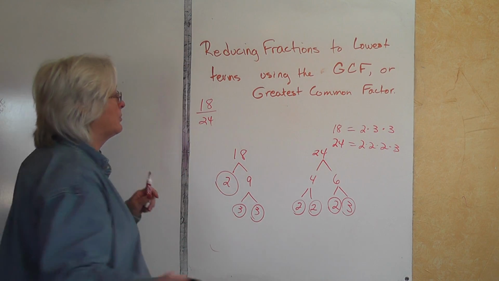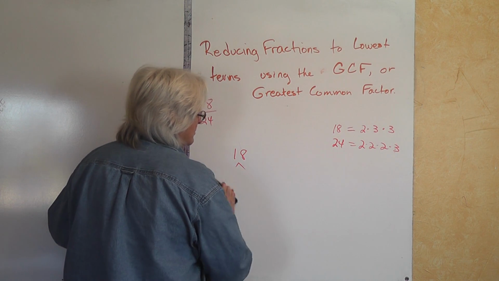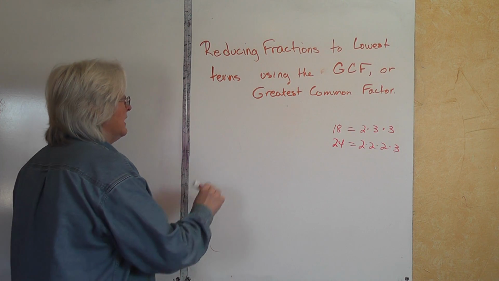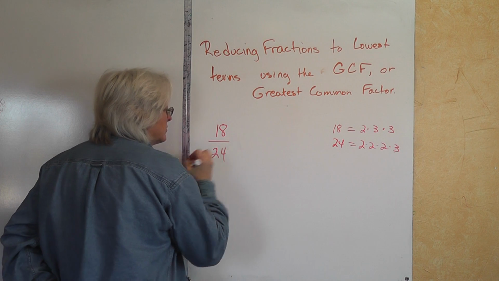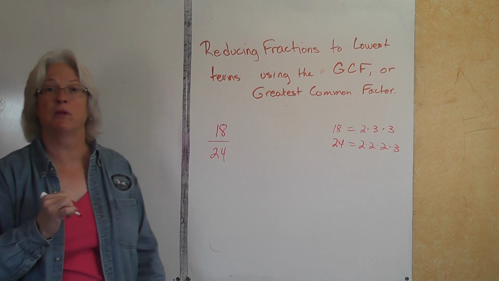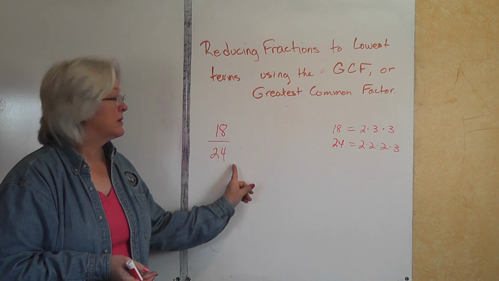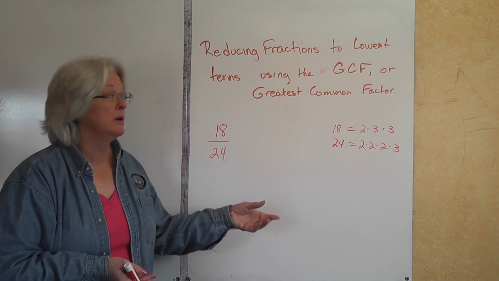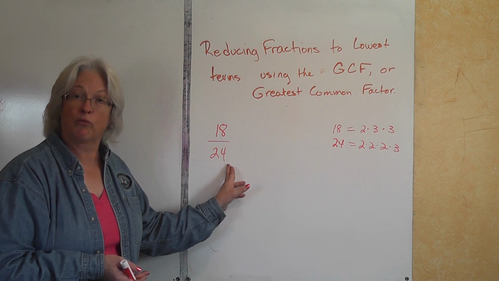So we don't need our factor trees anymore. I'm going to erase them. I'm going to say that 18/24 is the number that we're reducing. And we know that it's not reduced to lowest terms because they're both even numbers. And all even numbers are divisible by 2. We also can notice that both of these numbers are divisible by 3.